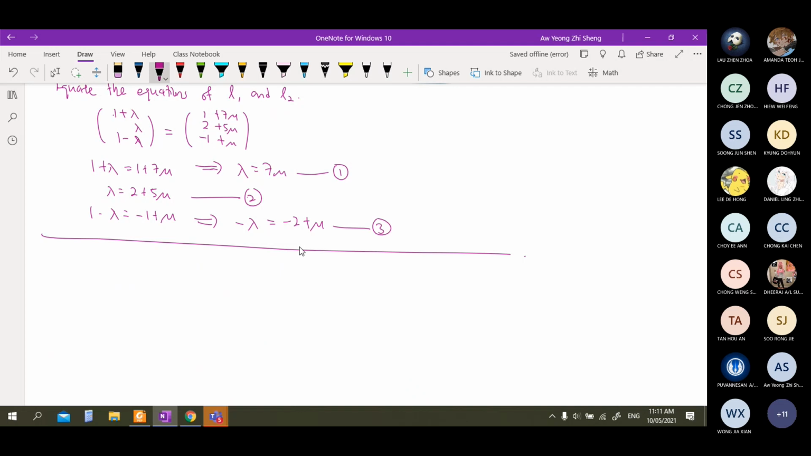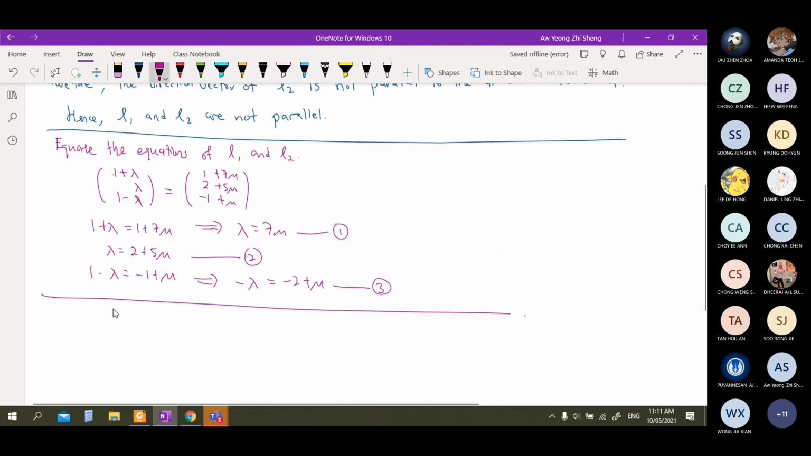Then pick two of the three equations to solve. Here I pick 1 and 2. You can also pick a different pair. Whichever two that you pick, make sure not to touch the one that you don't pick. When you solve for lambda and mu, just use the two equations that you pick. Don't touch the third equation that you didn't pick. Okay. So here I pick 1 and 2. Solving 1 and 2.